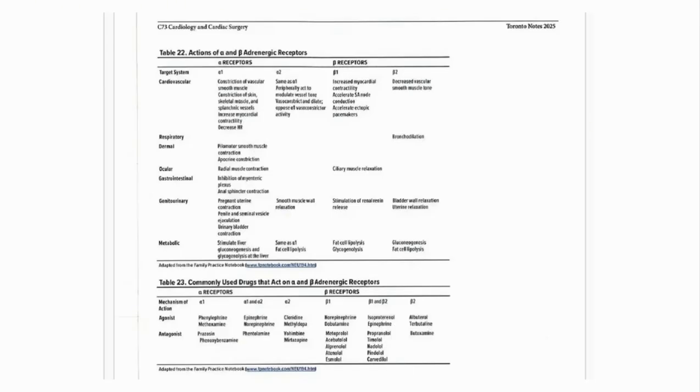Beta-1 antagonists. Common selective beta-1 blockers include metoprolol, acebutolol, atenolol, and esmolol. These drugs reduce heart rate, contractility, and myocardial oxygen demand.